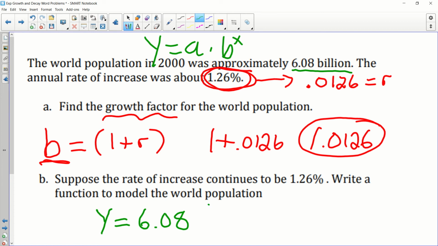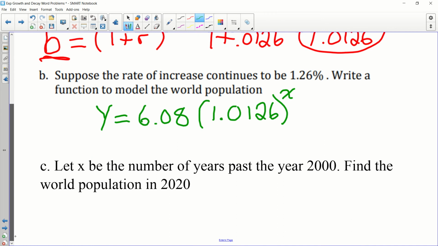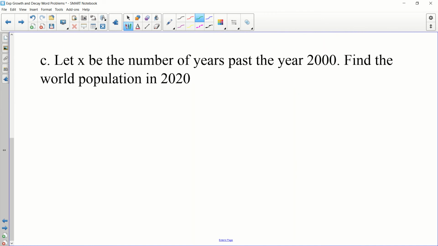So that again is my A value. My B value is what we got with my growth factor in part A, 1.0126. And as this is just a model, my exponent is x. So that is the model that allowed me to predict the world population at any point in time. However, for this, we want this to be a specific point in time in the year 2020. So the key part of this is that x is the number of years past 2000.